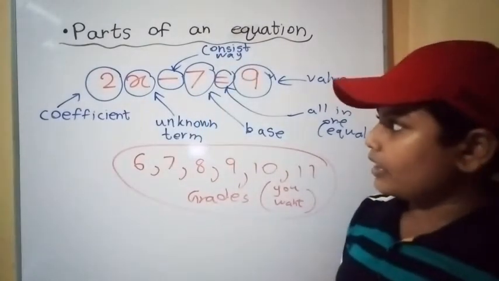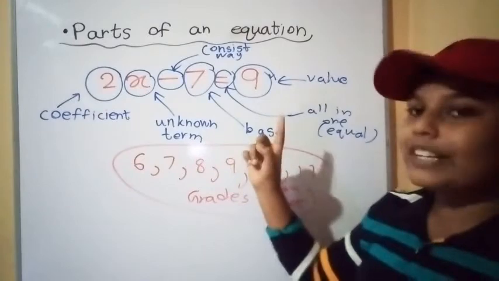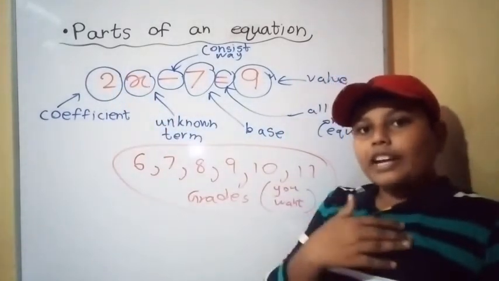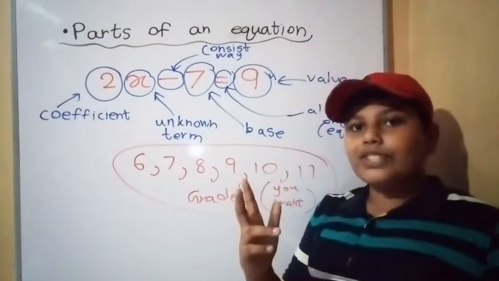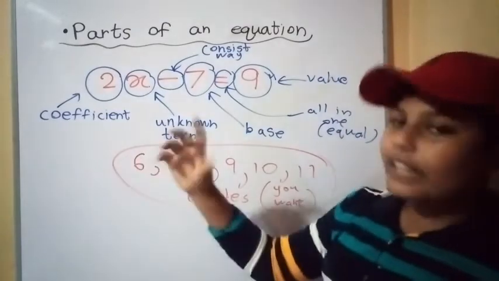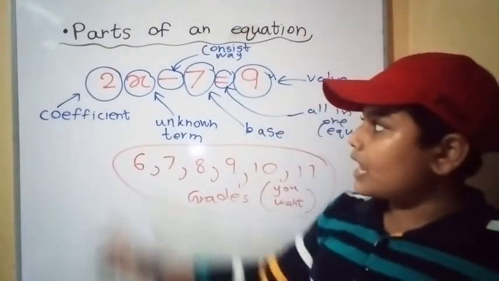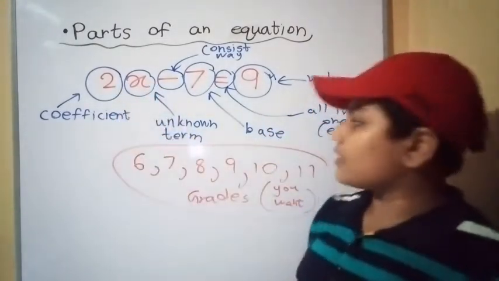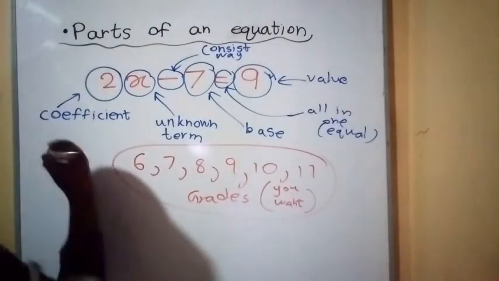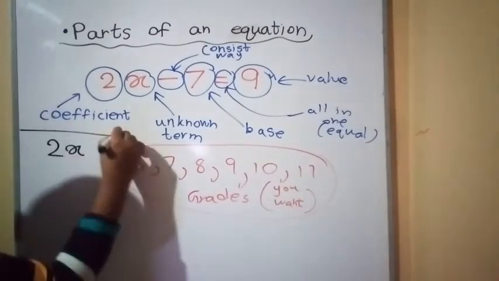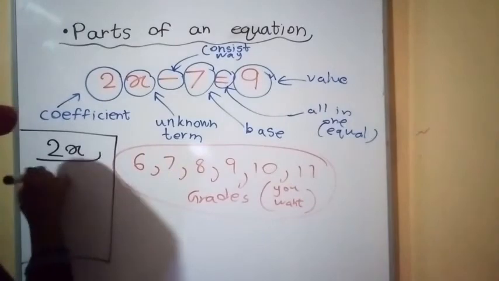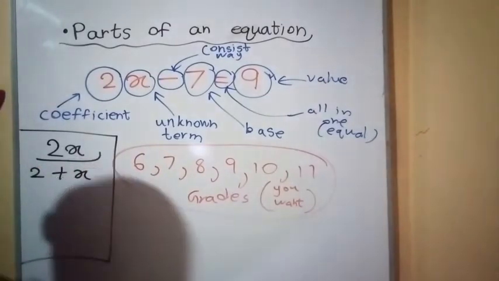Now you look, 2x subtract 7 is 9. Now the 2, what is the coefficient? I did a video about what the coefficient is, and in that I explained the coefficient, right? Now in this one I also explain the coefficient. Now 2x means, you look, 2 plus x means 2x.